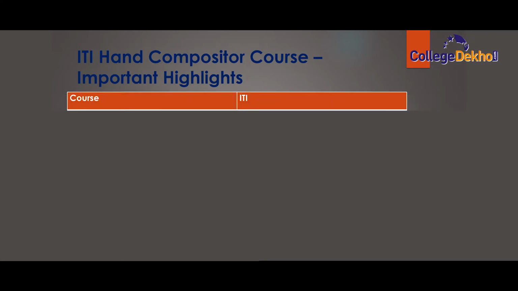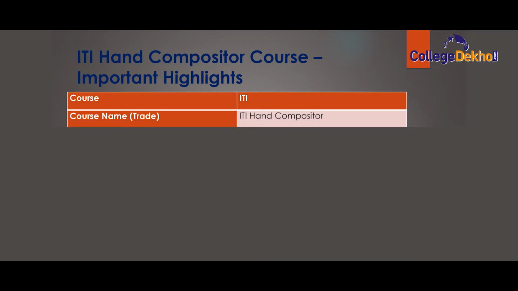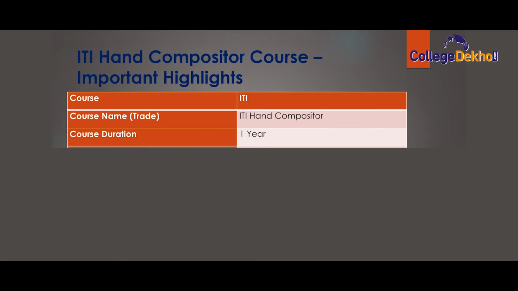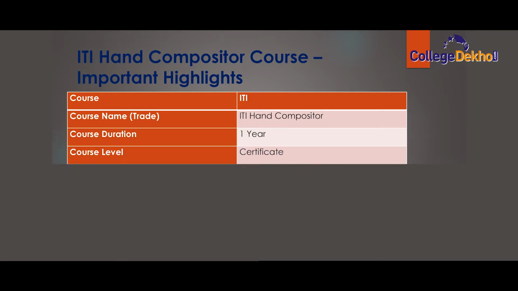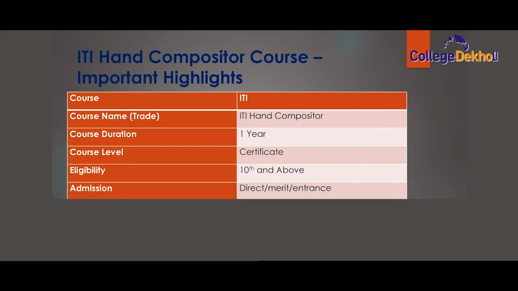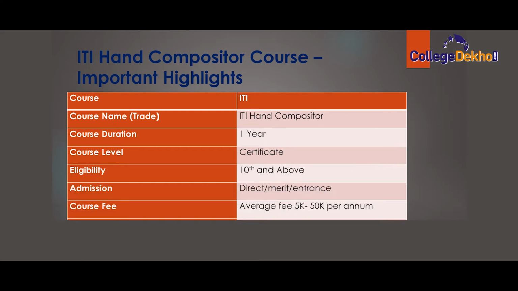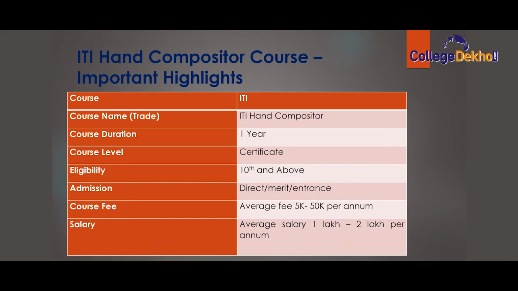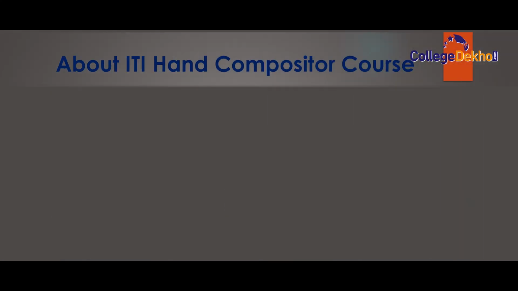Course: ITI. Trade: ITI Hand Compositor. Course duration: 1 year. Course level: certificate. Eligibility: 10th and above. Admission: direct, merit, entrance. Course fee: average fee will be 5k to 50k per annum. Salary: average salary will be 1 lakh to 2 lakh per annum. Now, I'll give you all the details about the course in detail.